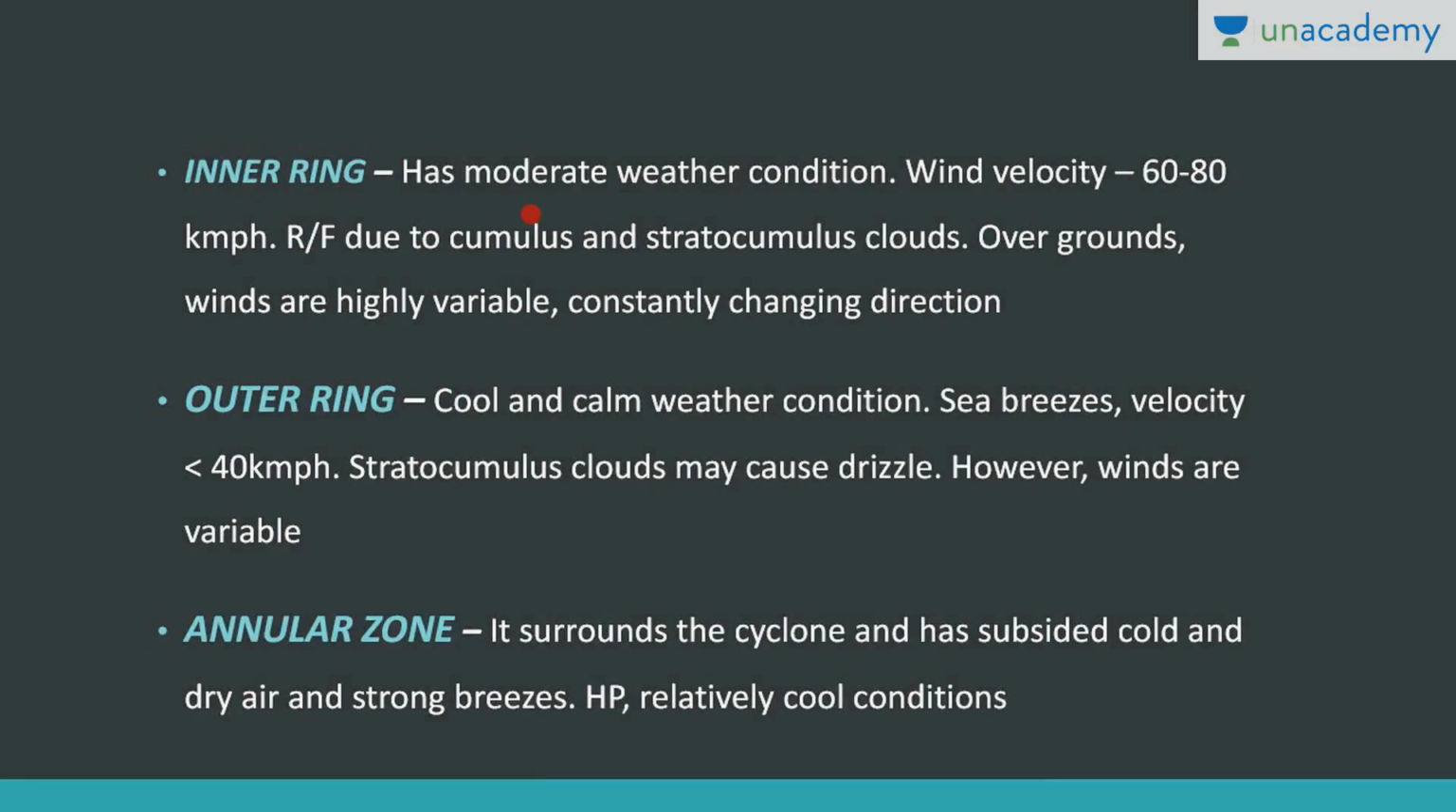Now as we are moving away from the eyeball, we'll encounter moderate weather conditions. So the wind velocity here is 60 to 80 km per hour. Rainfall here will be due to cumulus and stratocumulus. Now in the eyeball the rainfall was due to cumulonimbus clouds. Okay, and as we are further moving away from the eyeball, that is in the outer ring, further cool and calm weather conditions will be there.